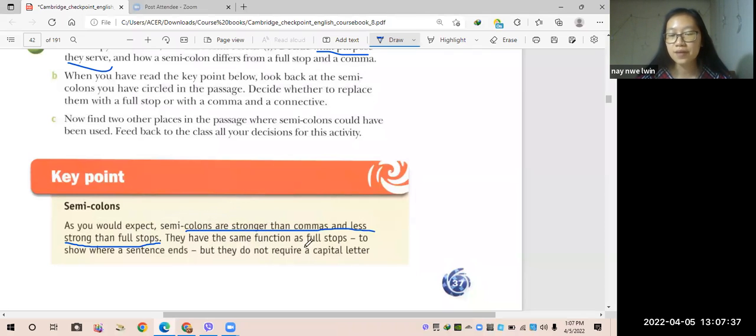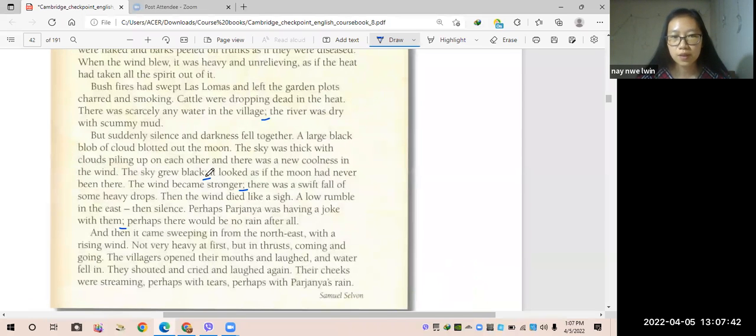But they have the same function as a full stop. So it means that in the place of a semicolon, we can also use a full stop here. So is that clear? Yeah, thank you.